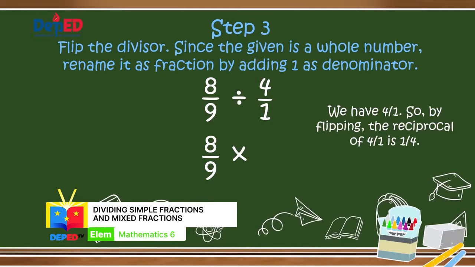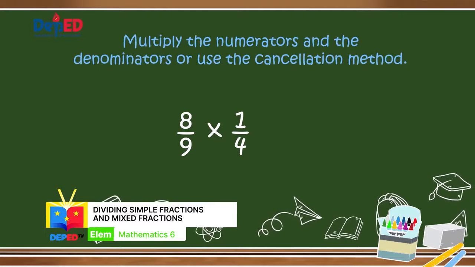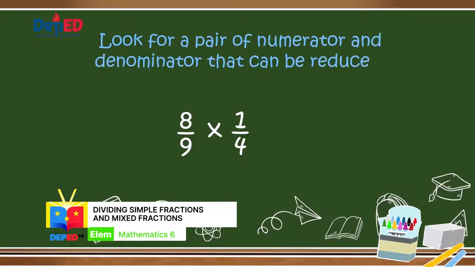Since the given is a whole number, rename it as a fraction by adding 1 as denominator. We have 4/1. So, by flipping, the reciprocal of 4/1 is 1/4. Now, multiply the numerators and the denominators or use cancellation method. 8/9 multiplied by 1/4. Look for a pair of numerator and denominator that can be reduced.